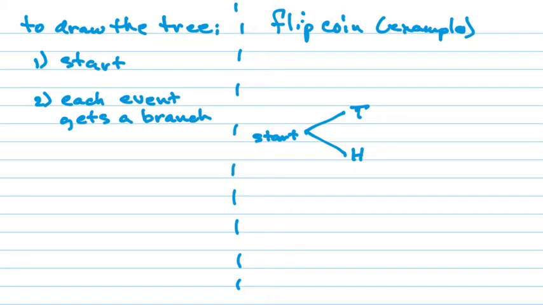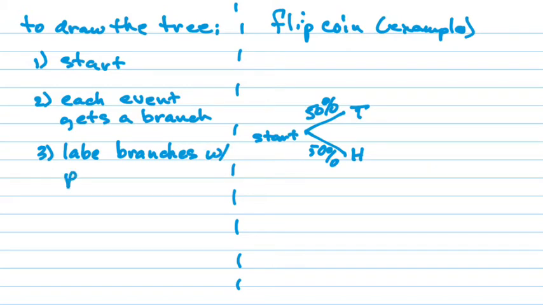Now we've done flipping a coin before. What is the probability of getting a tails? Do you remember? 50%. So you would label the branch with the probability. It's 50% for tails, 50% for heads. Now, is it always going to be the same? No, it depends on what you're measuring, and many times they're just going to give you the probability. So label the branches with the probability.